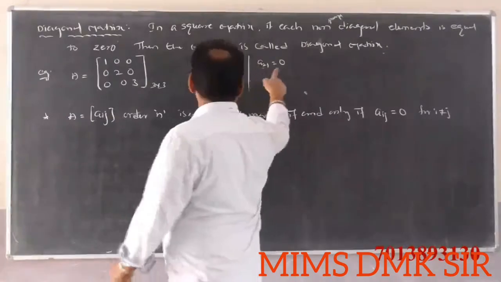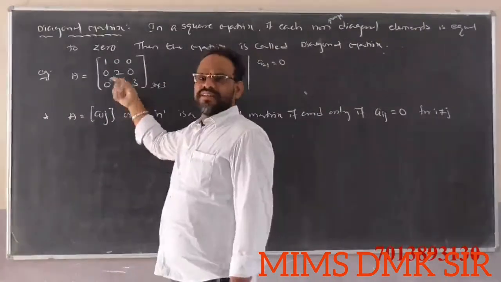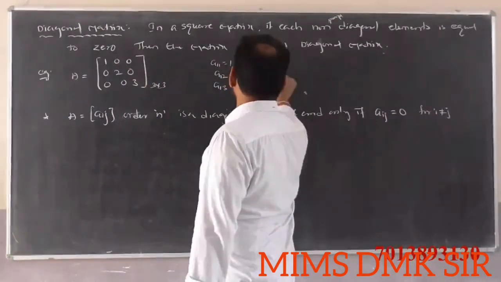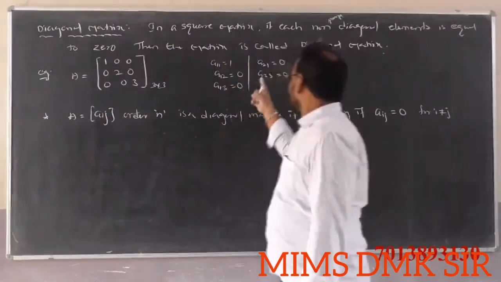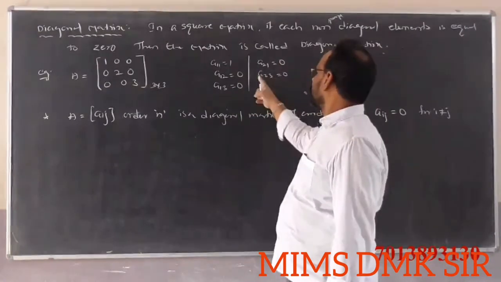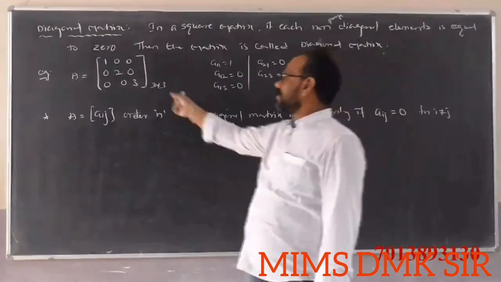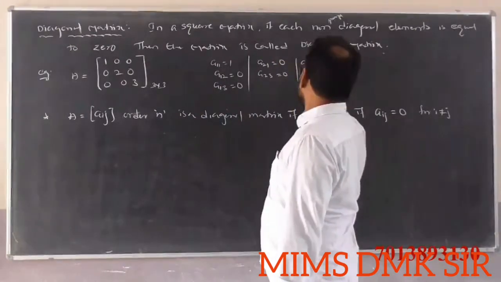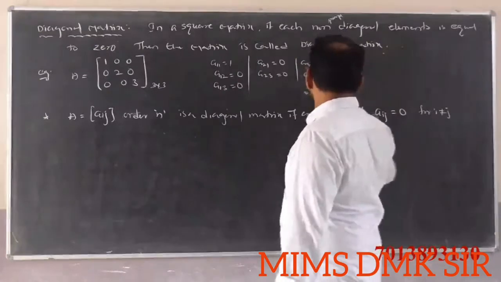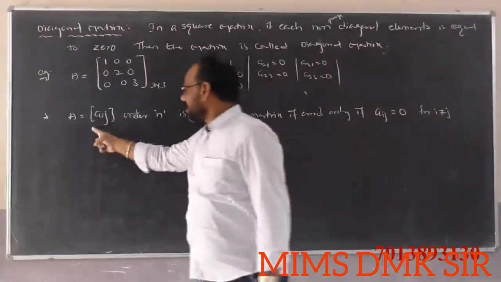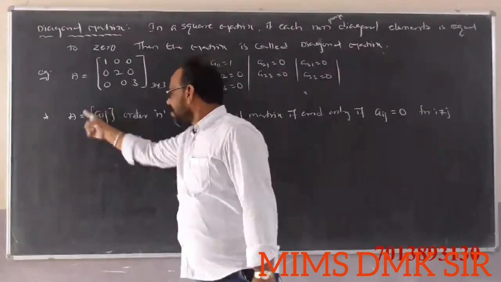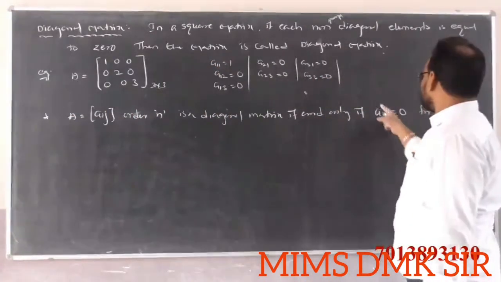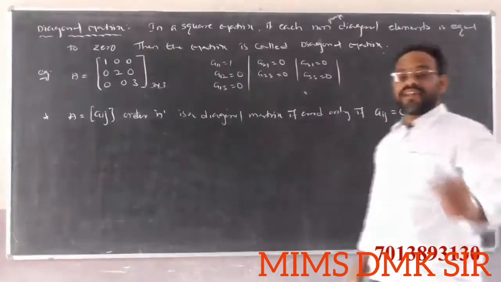Observe here, a21 is equal to 0. a22 is clearly 0 or any real number. But a23 value is 0. This is for i not equal to j, a_ij value is 0. So this is a diagonal matrix. Also a31 equals 0, a32 is also 0. A square matrix A of order n is called a diagonal matrix if and only if a_ij value is 0.